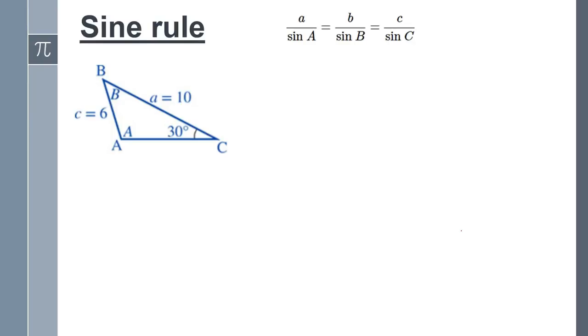So the first thing we're going to look for is an opposing pair. So here I haven't got angle A, so I can't use A and A. I haven't got angle B, I don't know what it is, so I haven't got B and B. I do, however, have angle C and side C. So I'm going to use those as an opposing pair. So the side goes up the top over the angle. Sorry, I'm getting less neat.